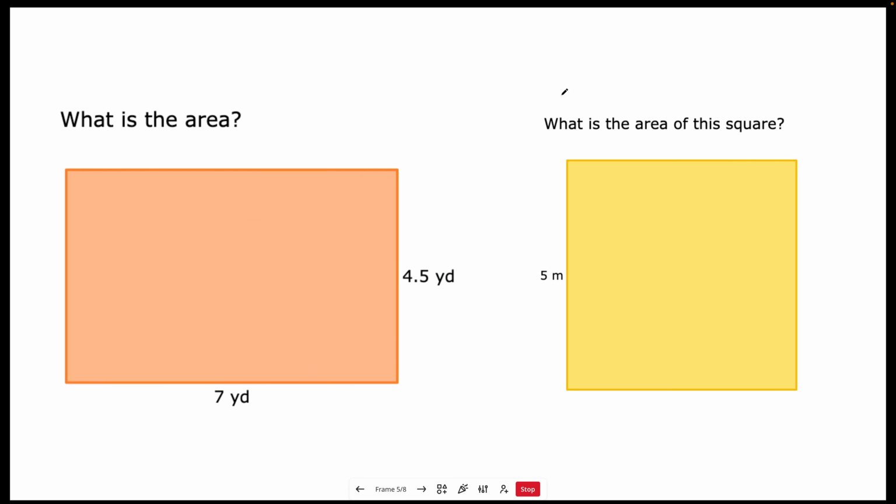All right, here's our cool clock for today, which means that it's time for you to practice what you just learned. Go ahead and pause the video and try these two problems on your own. And when you're ready, unpause the video and we'll check your answers.